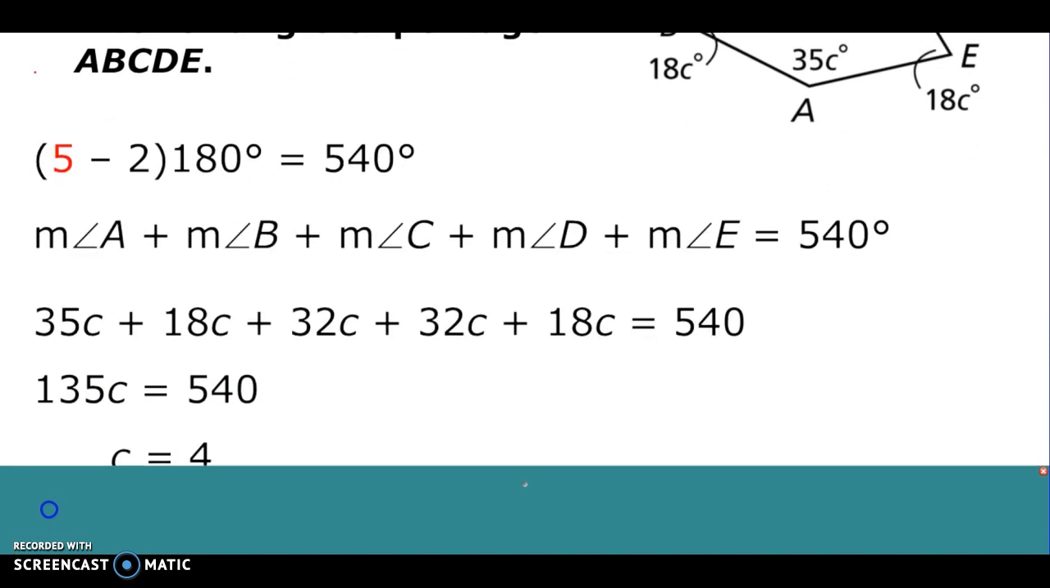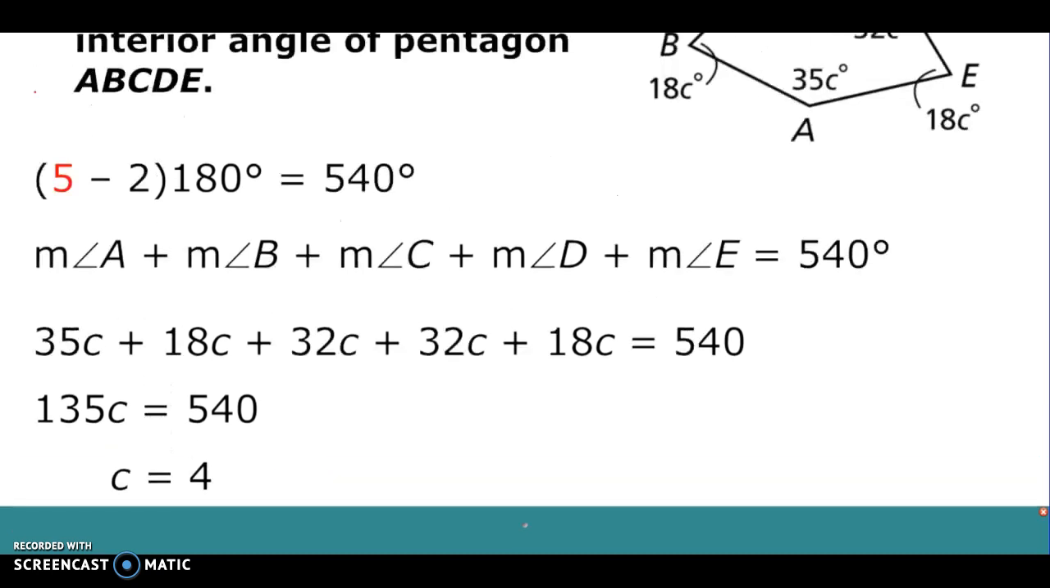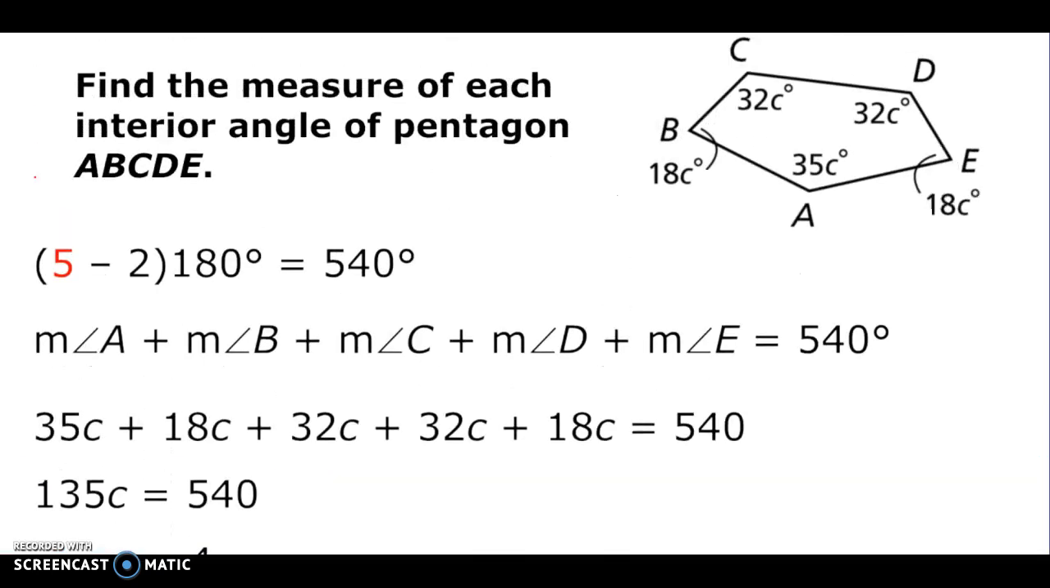What does C come out to be? 4. Yeah, there's 135 total C's. Get C all by itself. Now with that C, we can find each measure of the angles, because that's what it asked for at the beginning. It said find the measure of each interior angle. So it wants to know what angle A is, what angle B is, and so on. So with C, put it back in.